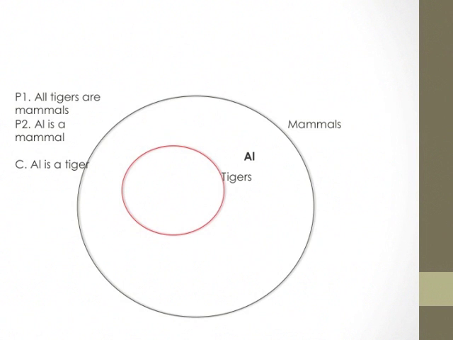So suppose that Al is a giraffe, and that is why Al is a mammal, but it's not a tiger. So the argument is invalid. It is possible for the premises to be true and the conclusion to be false. So the truth of the premises does not guarantee the truth of the conclusion.